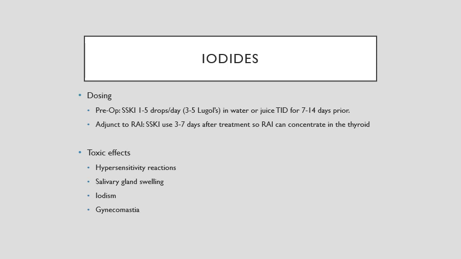For the SSKI, patients will receive 1 to 5 drops a day, or 3 to 5 drops a day for the Lugol's formulation. This is put in water or juice 3 times daily for 7 to 14 days prior to procedure. It can also be used as an adjunct to the radioactive iodine therapy. If this is the case, you would use it for 3 to 7 days after treatment so the radioactive iodine can concentrate in the thyroid. Some toxic effects that are possible with iodides are hypersensitivity reactions, salivary gland swelling, iodism, and gynecomastia.